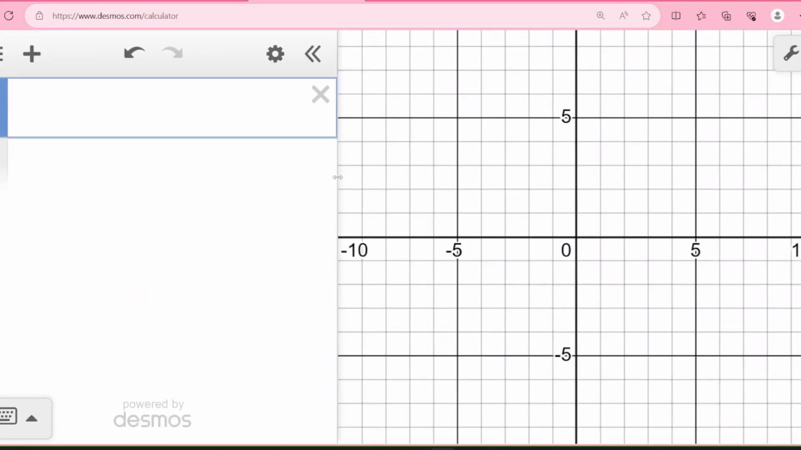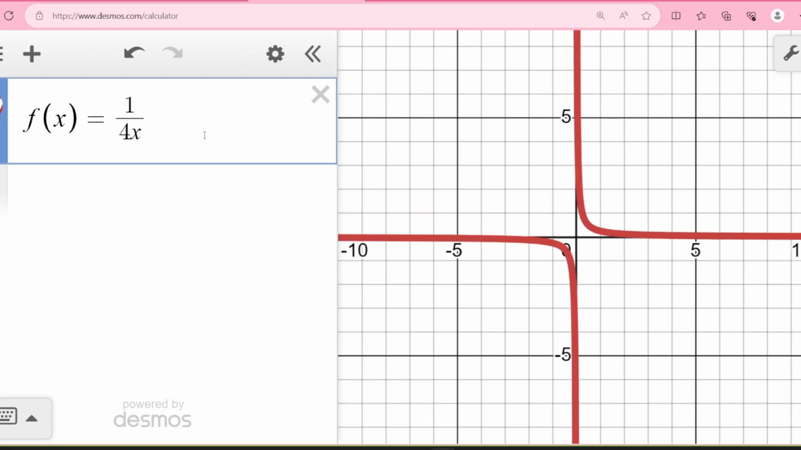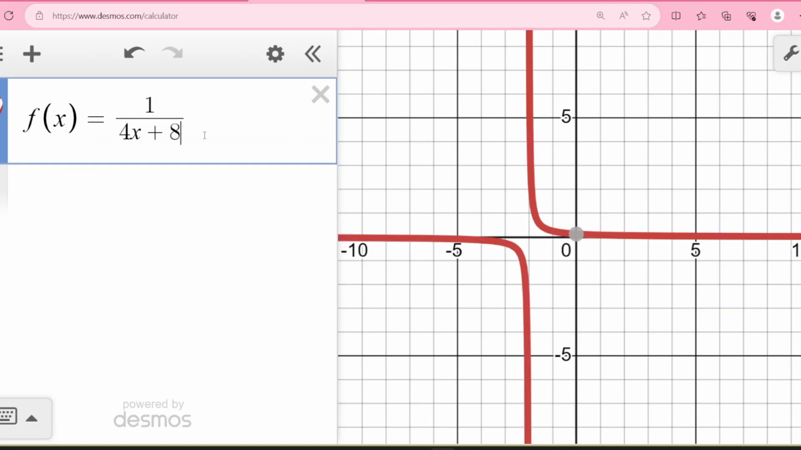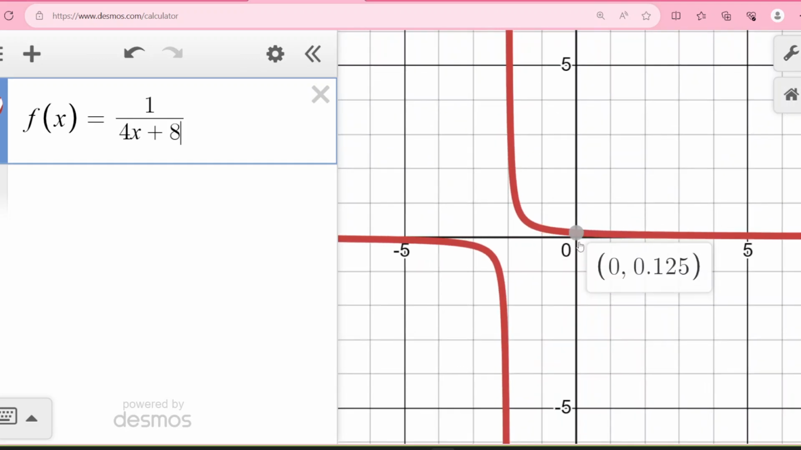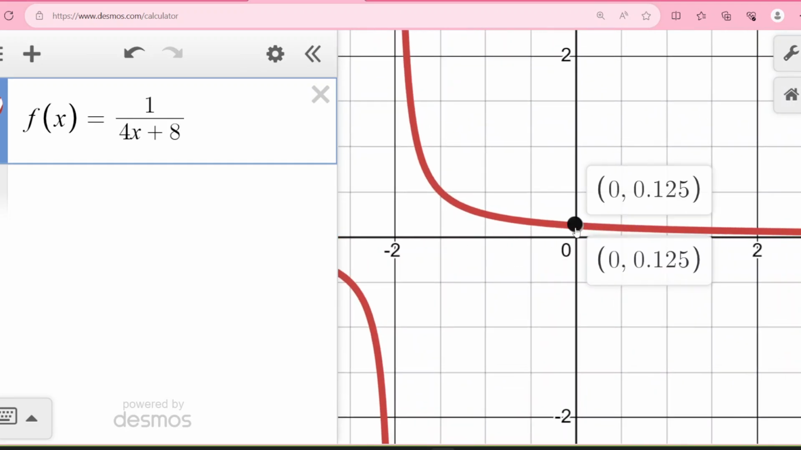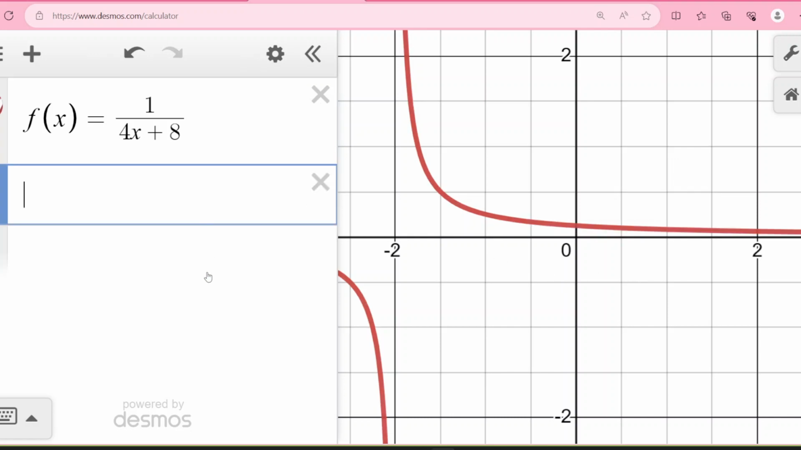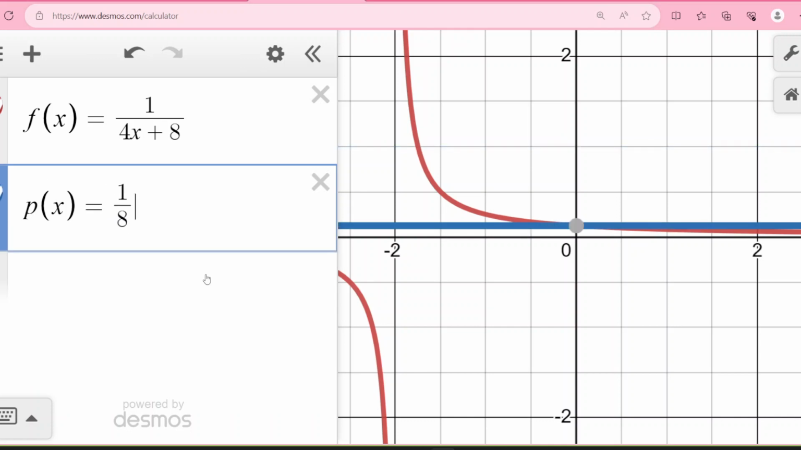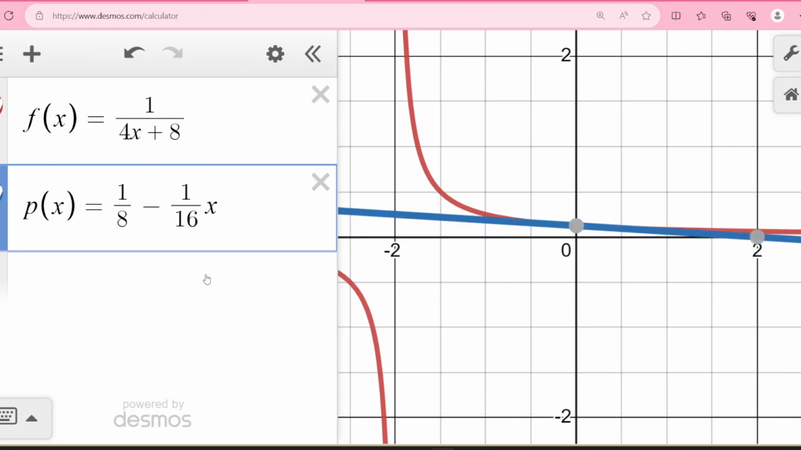Let me actually make some room here. And so here was our function, f of x equals 1 over 4x plus 8. Let's just look at it near 0. So here's the point, 0, 1/8. That's 0.125, 1/8. Now let me put in my polynomial. P of x was equal to 1/8 minus 1/16 x. And look at that.